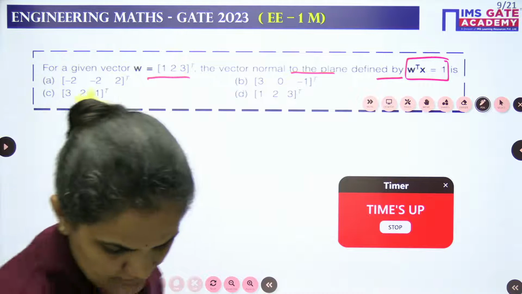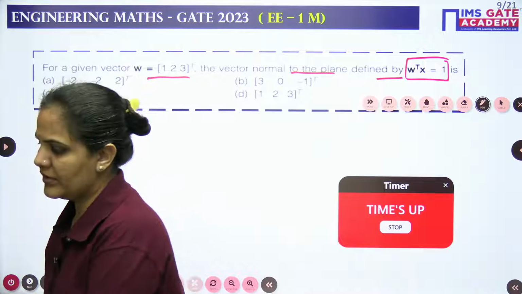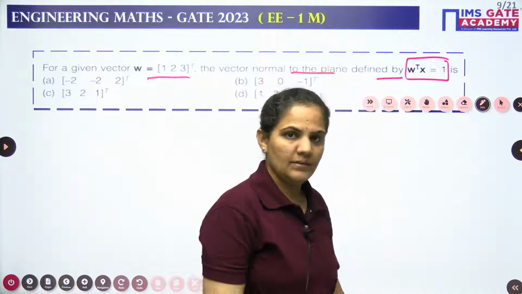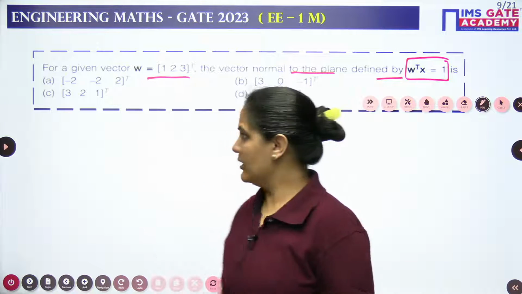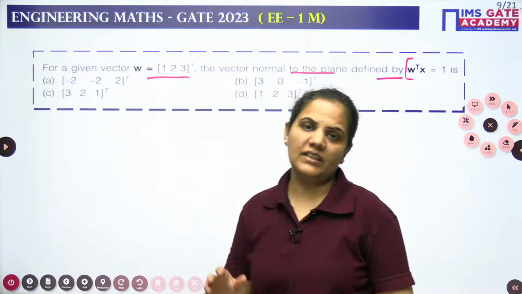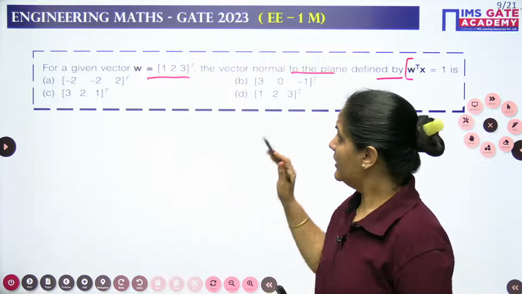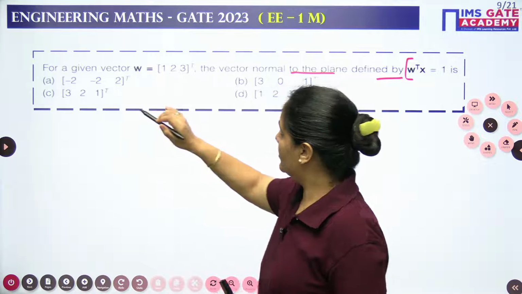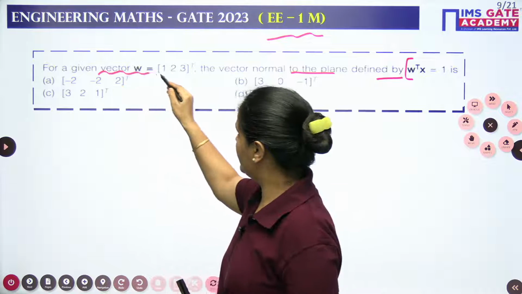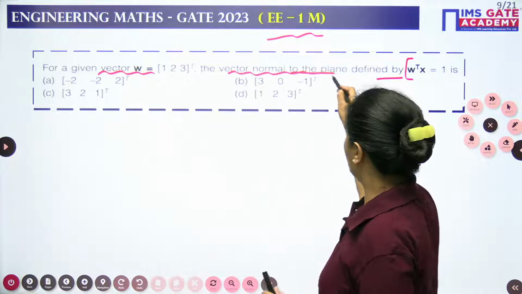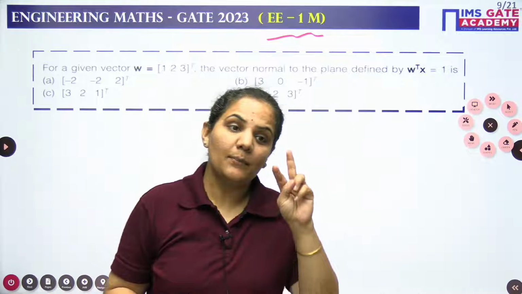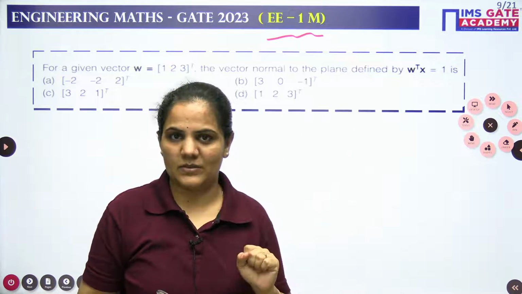Yes, bachcho, let's approach it. So what is the result according to you? Let's approach it. We have a very good question, again from linear algebra. What is given to you? The question is of 1 mark from EE: for a given vector w, 1 2 3 transpose, the vector normal to the, no, this is actually a mixture of linear algebra and calculus, because here the vector is given to you.